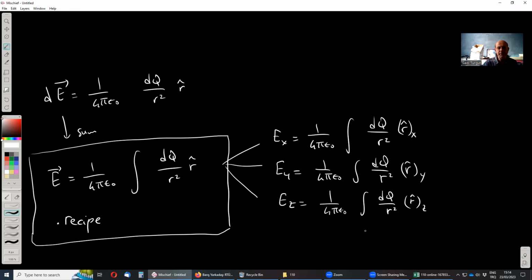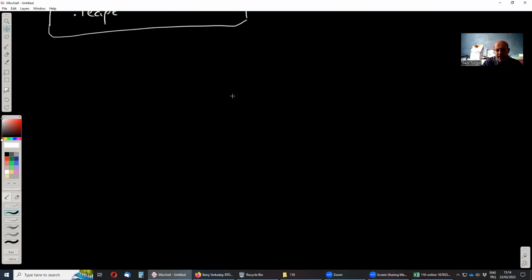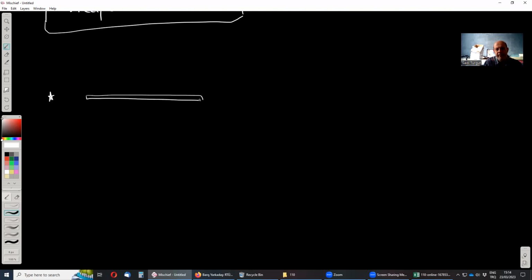And there are some problems where you can tell that some of these components are equal to 0, right? In class, I have solved this problem. This is usually the problem that I solve. We basically have a thin rod with length L and charge Q distributed uniformly.